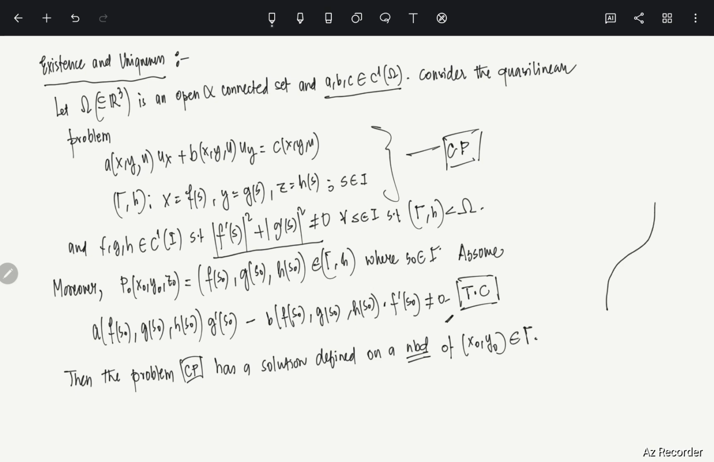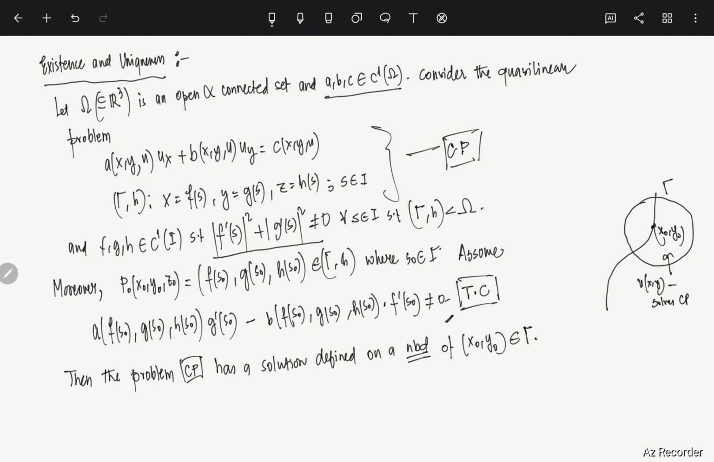So basically what I meant is, let's say this is your initial curve gamma, in two dimensions, and let's say there is this point x naught, y naught. What it is saying is that you will have a small neighborhood around x naught, y naught where there is a guarantee that u of x, y exists and solves the problem CP in this neighborhood. You understand? So around x naught, y naught there is a small enough neighborhood where there is a solution which satisfies CP. That's what it is saying.